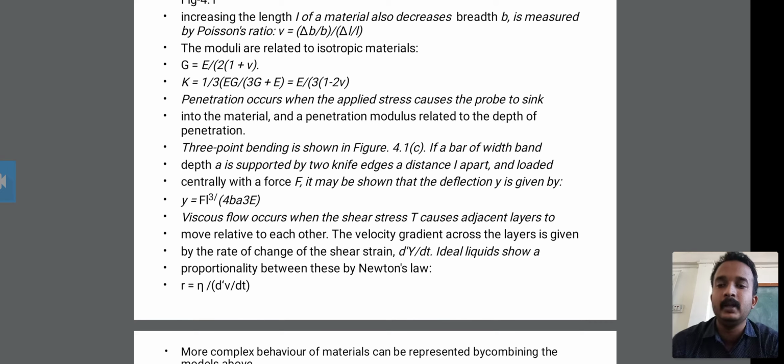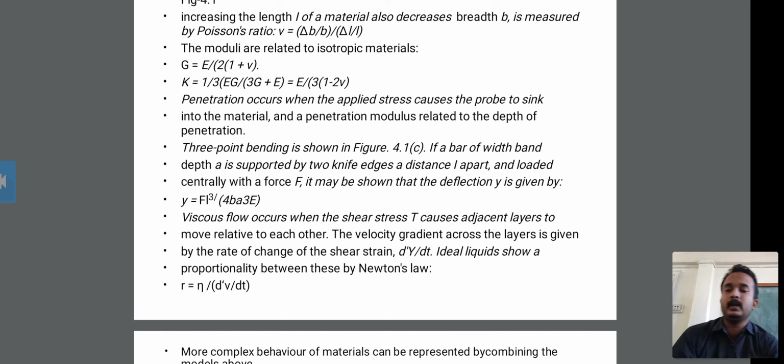supported by 2 knife edges a distance l apart and loaded centrally. The deflection y is given by y = FL cube upon 4Bd cube E. Okay, this is the 3 point bending. In this 3 point bending, the bar of width b and depth d is supported by 2 knife edges a distance l apart and loaded centrally with the deflection y given by y = FL cube upon 4Bd cube E.